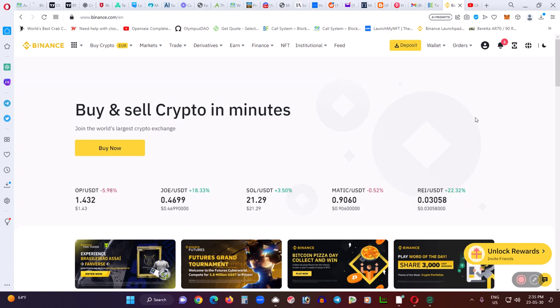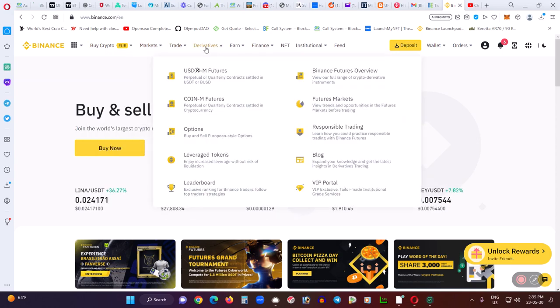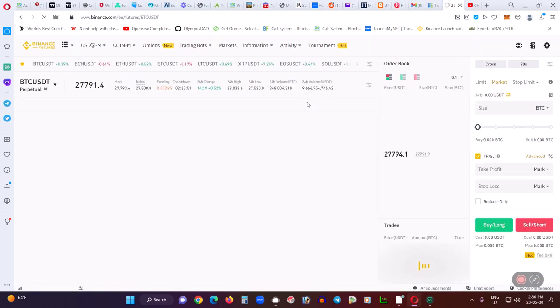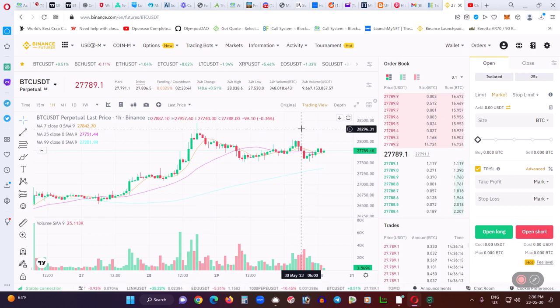This is the main page, and up at the top you have a lot of different selections, markets, trade, so forth. We're going to go to derivatives. Then we're going to go to USDM futures, which is your normal futures that you trade starting with either USDT or Binance's stablecoin BUSD. So click on that, and we are in, by default, Bitcoin against US dollar tether.